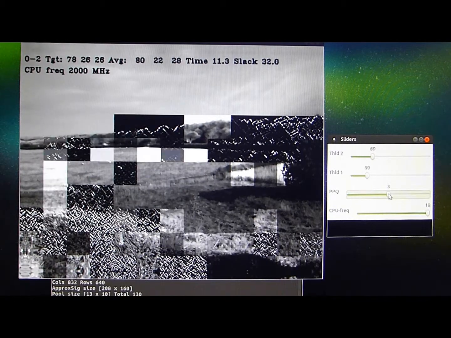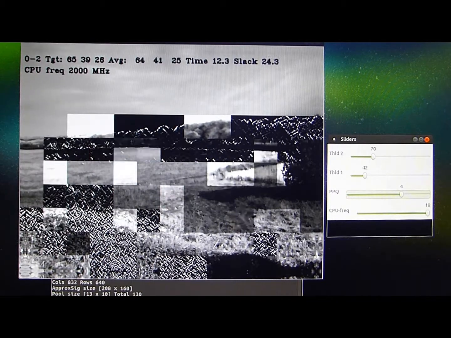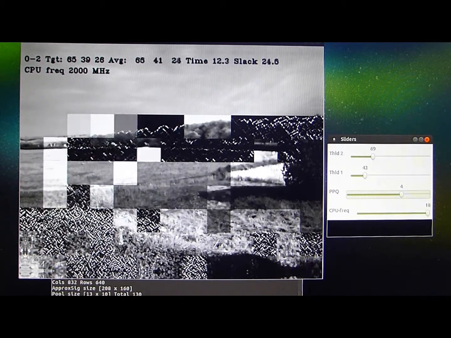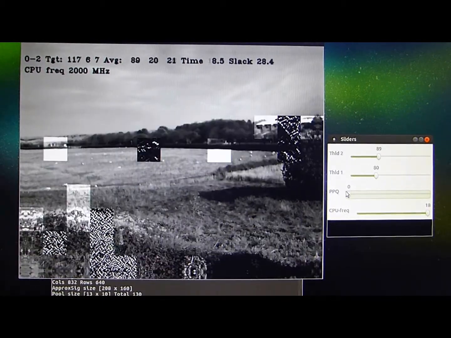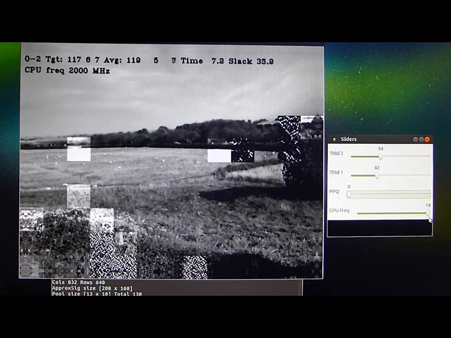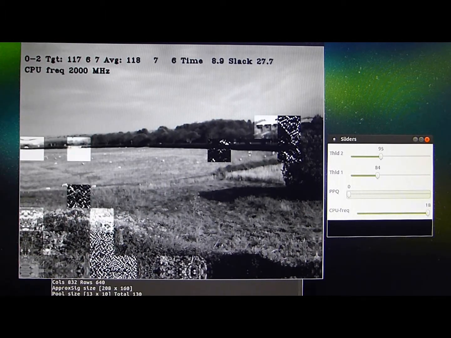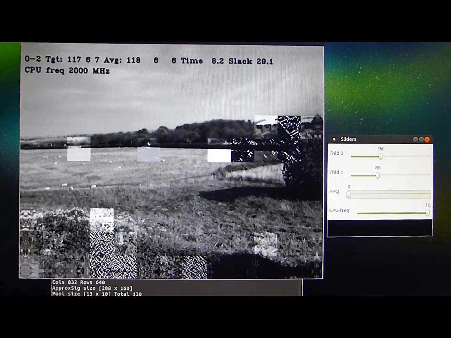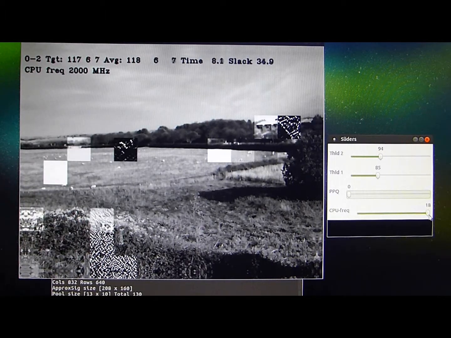So as we go up to the higher levels, we get more and more processing. Now the slack time has gone down to 32 milliseconds here, but if we wind this back down to the lowest quality, the least power, it will home in at about the requested levels, and we've got a 30 millisecond slack time.